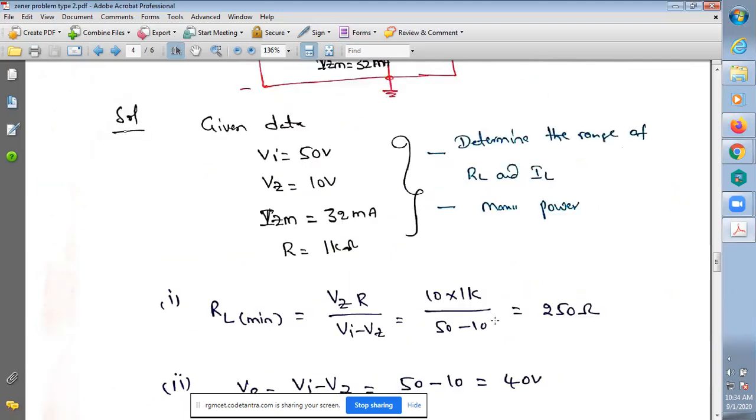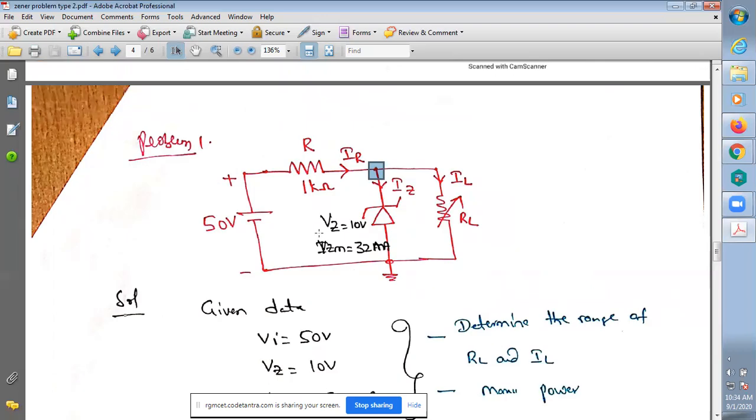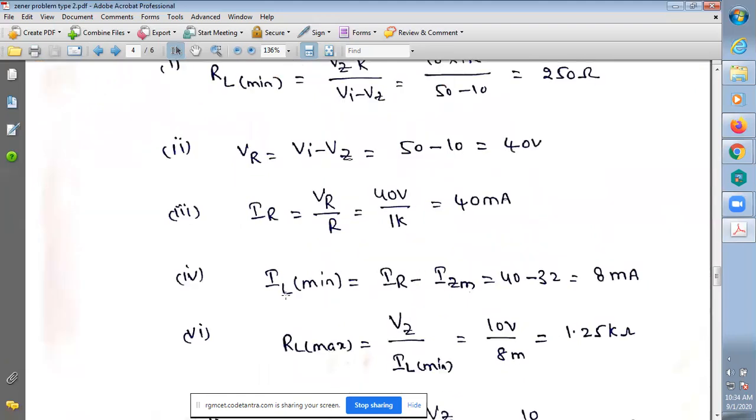Right. Now observe here. The incoming current IR is equal to 40 milliamperes, and the maximum Zener current is 32 milliamperes. Remember, given maximum Zener current is 32 milliamperes. And IR is fixed, IR is equal to 40 milliamperes, VR by R. Now, already you know the relation: IL is equal to IR minus IZ. So we require IL minimum.